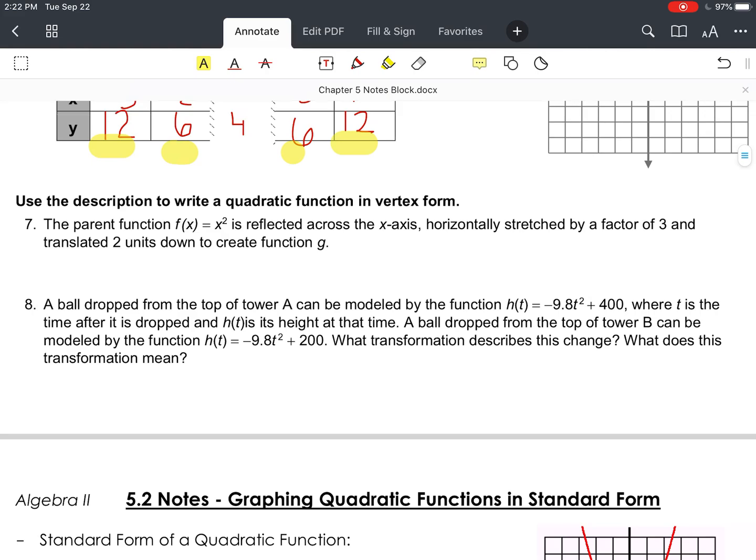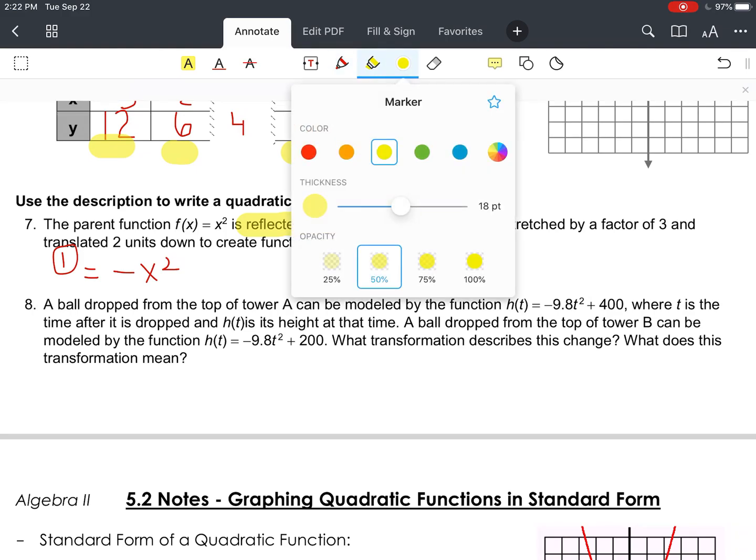Now a couple of word problems. The parent function x squared is first reflected across the x-axis. So let's break this down. To reflect across the x-axis, if you look in the first page here, that means I have a negative out in front, no parentheses. So first I'm having y equaling negative x squared. That's step 1. I reflected across the x-axis.